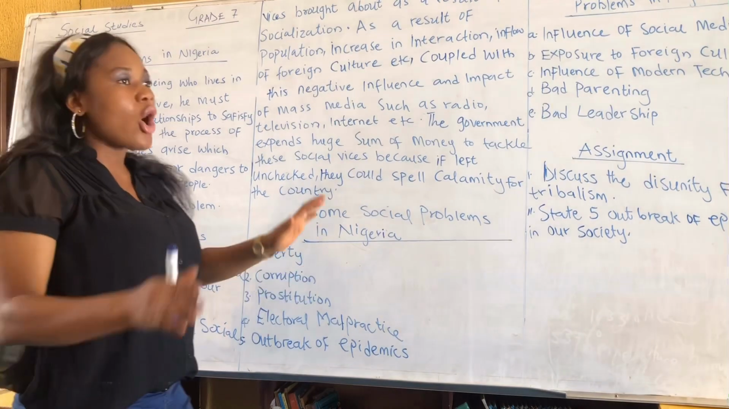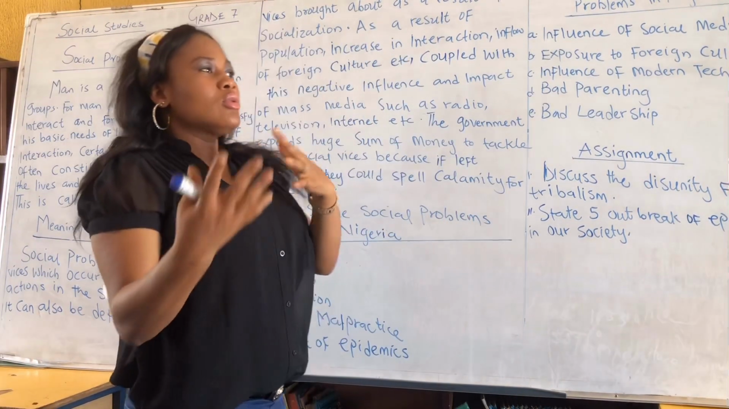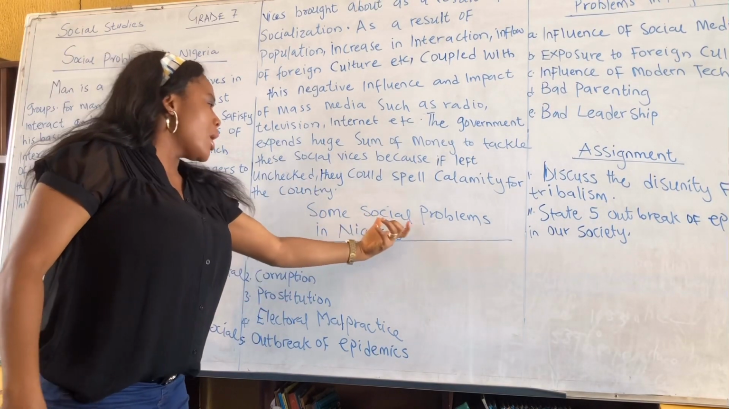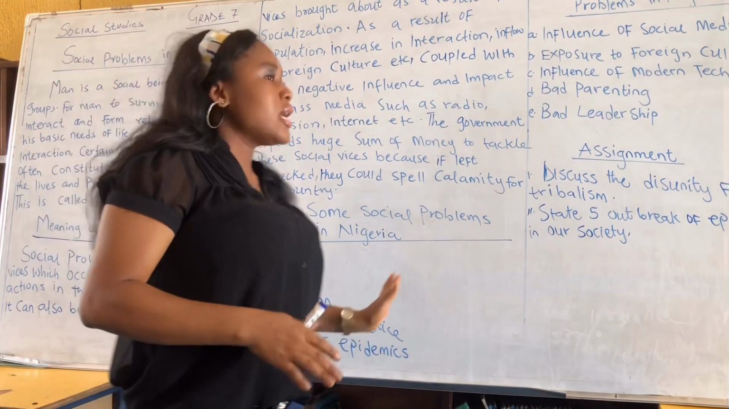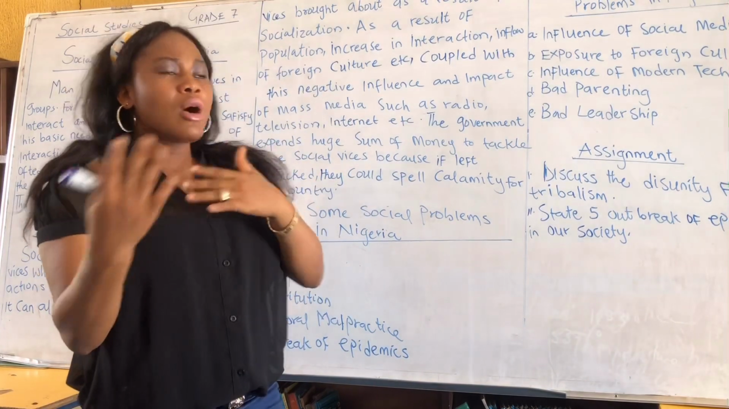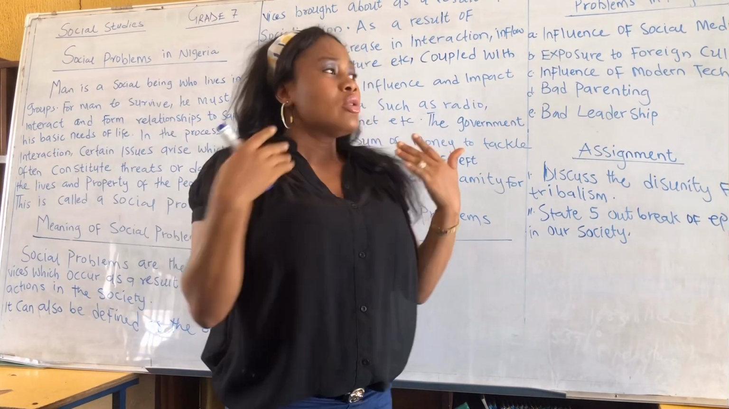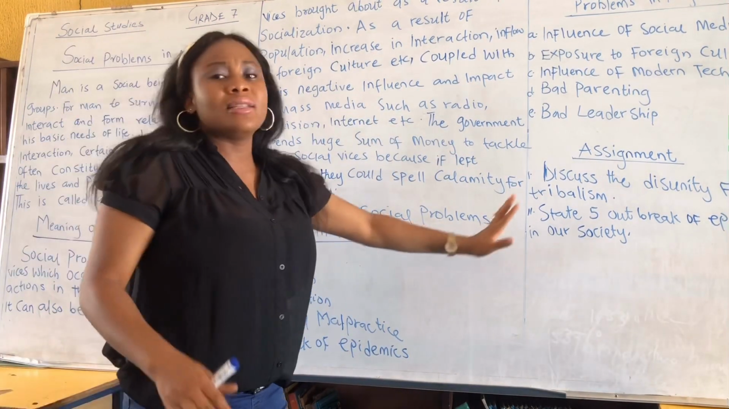Then we have corruption. This has to do with dishonesty in human behavior, taking money to cover up the truth. This can cause problems in the society. Then we have prostitution. That is to say, an exchange of money, a female exchanging her body for money. That is prostitution, one of the social problems in our country.